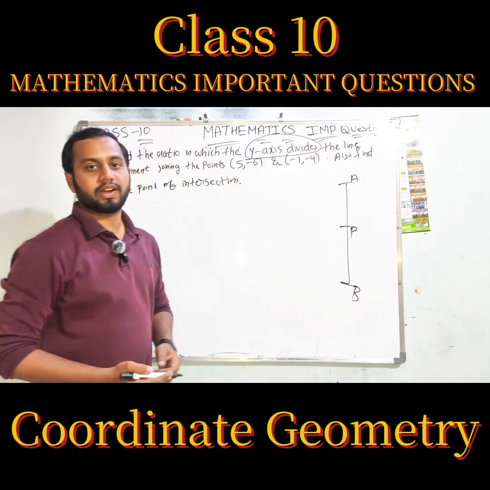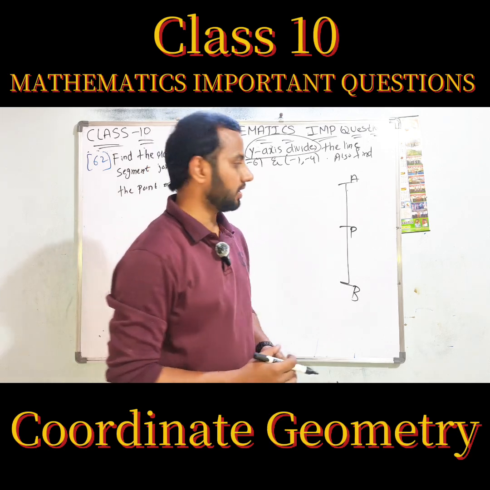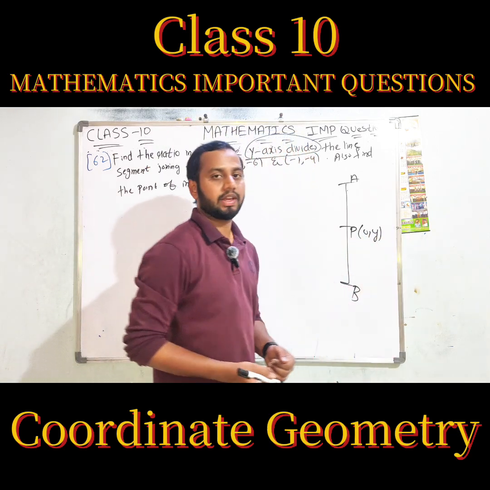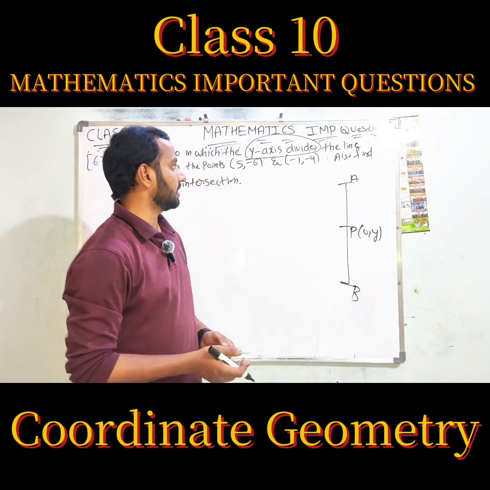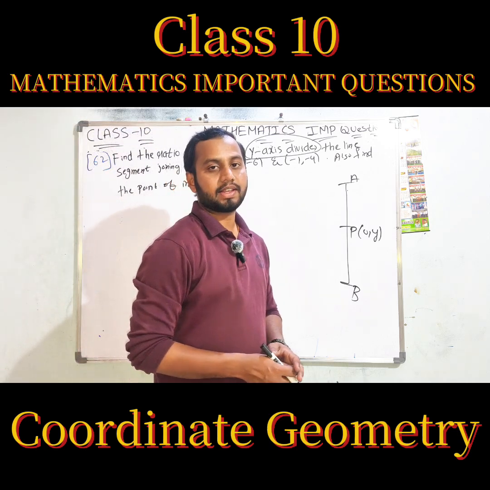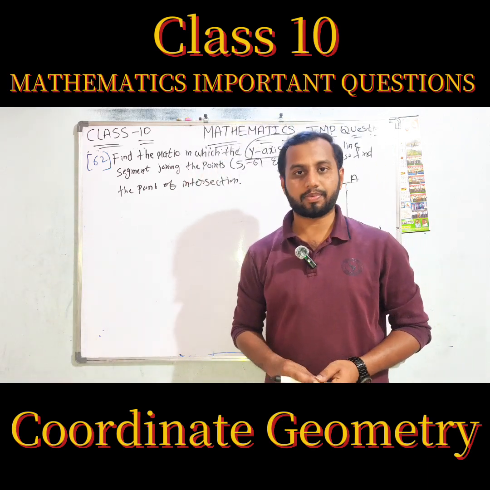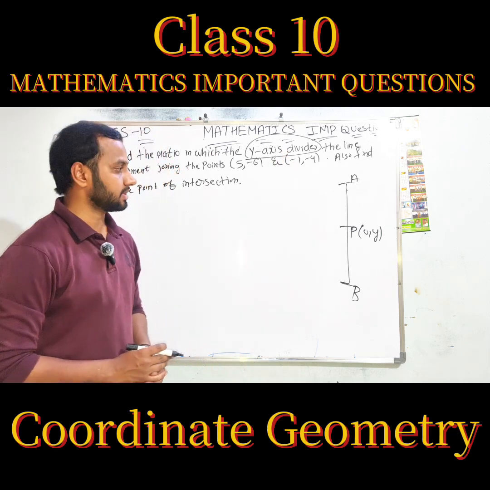If y-axis is dividing the line segment, then what about your x point? X point will be 0. For example, if they have given find the ratio in which the x-axis divides the line segment, then what about your y point? Y will be 0 that time. Now here y-axis is dividing the line segment, so I will take x point as 0.